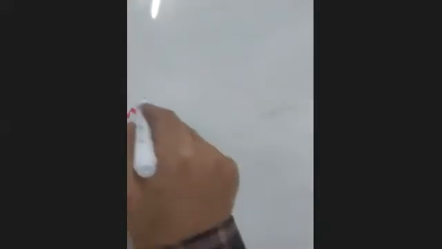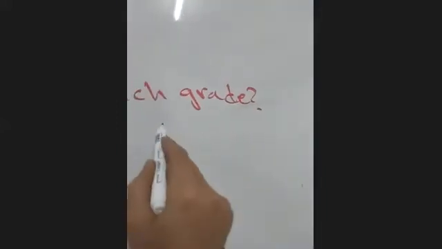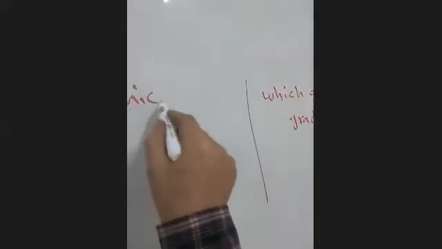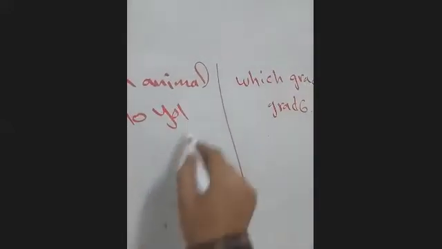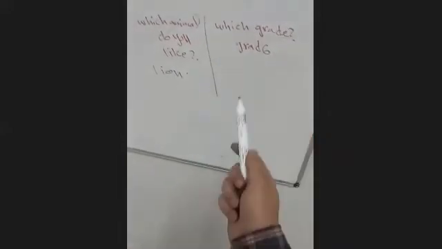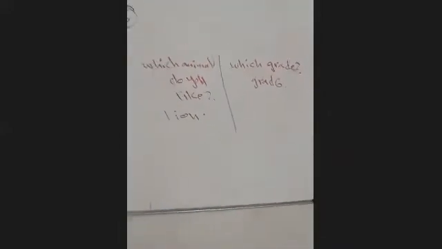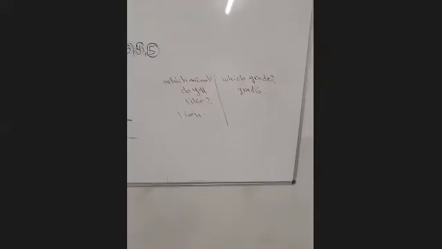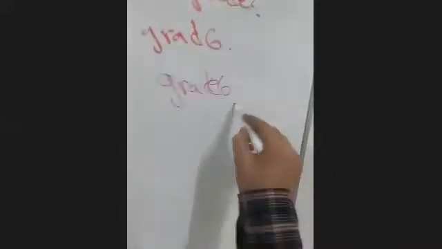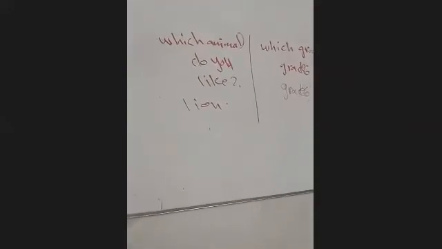Another question. For example, if I asked Mr. Muhsin, which grade are you? Grade 6. Muhsin said grade 6. But Muhsin, which animal do you like the most? Lion. He said lion. So Muhsin answered this question, which grade are you? He said grade 6. And which animal do you like? He said lion, right? I will ask Mr. Tamim. Which grade are you? Grade 6. Which animal do you like the most? Tiger.